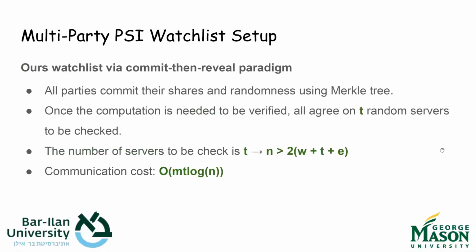On the other hand, our commit-then-review paradigm works the same way as in the two-party setting. The parties first commit to the shares and randomness for all the servers using the Merkle tree. After the execution, they will decide on T random servers to verify the computation. So the degree of the packing polynomial is still T plus E, and the communication cost of commit-then-review is O(M T log N), which is negligible overhead.